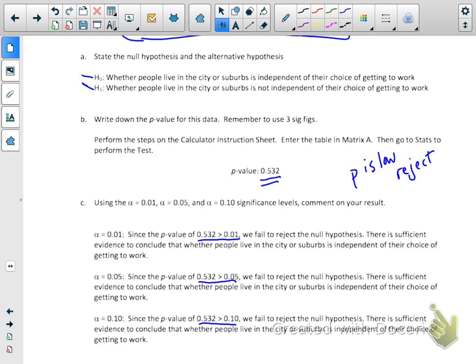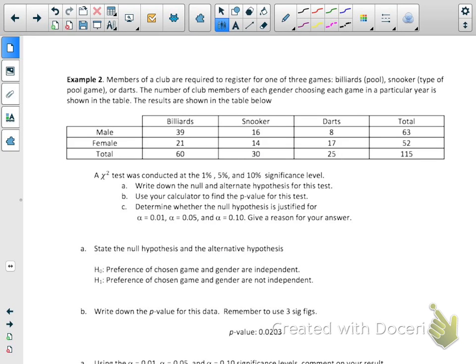Okay. Now, another example. Okay, so example 2, we have 3 different games here, males and females. We're talking about billiards, snooker, which is some type of a pool game, and darts. And we've got the number of club members for each gender that choose each game. And we're going to see if gender has something to do with the games that they're playing. Just like before, we're going to do this at 3 different significance levels. And we're going to use that p-value again.